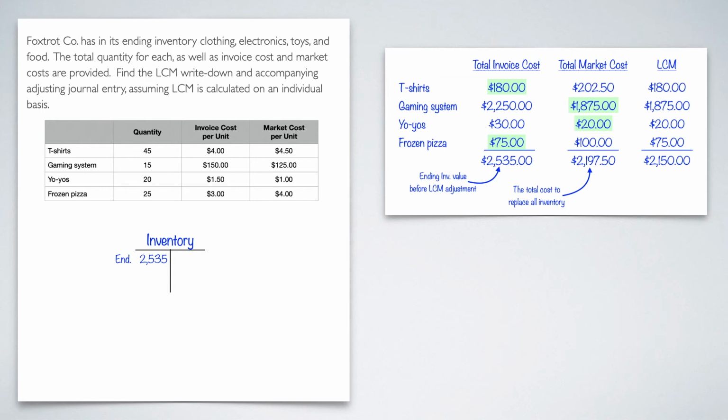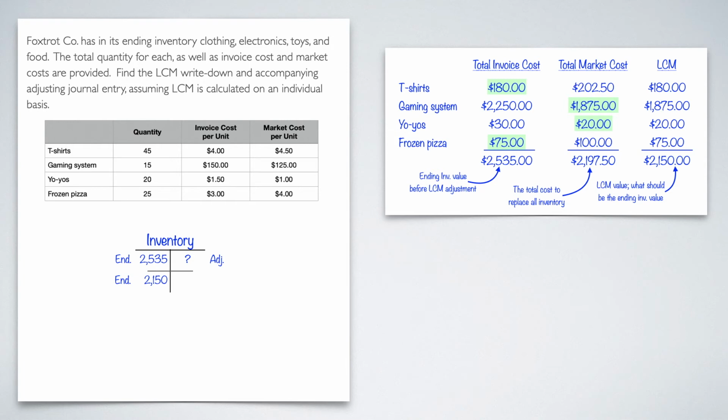Now, what does this LCM mean? Well, the LCM is the LCM value. It is what should be in your ending inventory value. We just talked about it earlier. The total invoice cost is what's in your books now. The LCM is what your inventory needs to be after your adjustment. So pretty much, what is it going to be after your adjustment? I know that's my ending point. What do I need to adjust it by in order to get to that point?